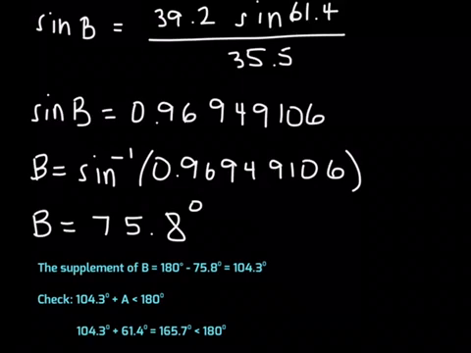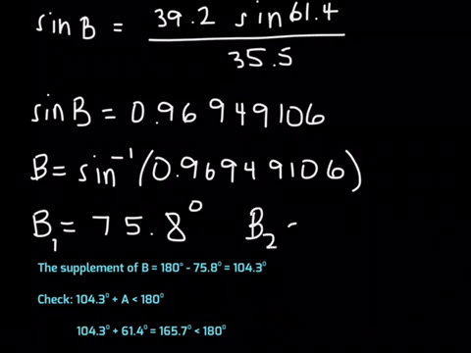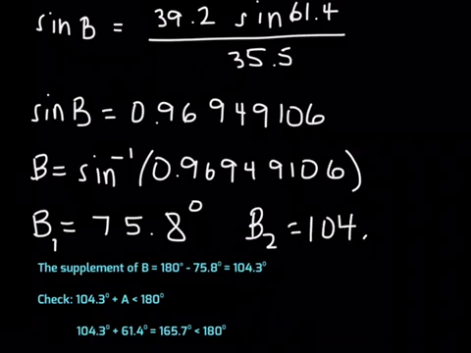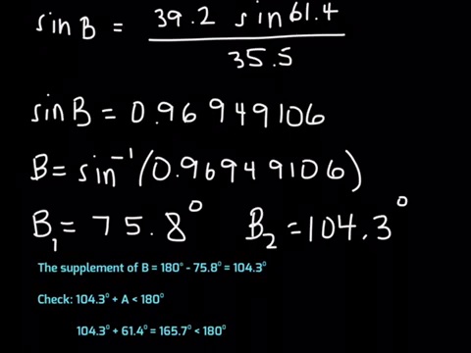To help me differentiate between my triangles, and I don't want to be confused, I'm going to call B sub 1. I'm going to use some subscripts. B sub 1 is 75.8 degrees. And then I'm going to say B sub 2 is 104.3 degrees. So I have two different options for angle B, B sub 1 and B sub 2.